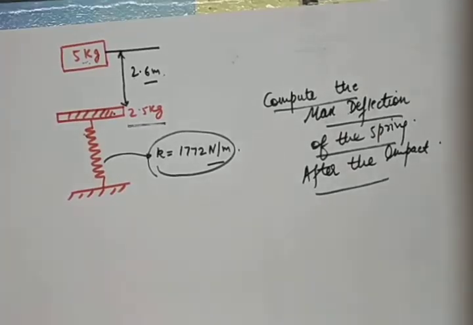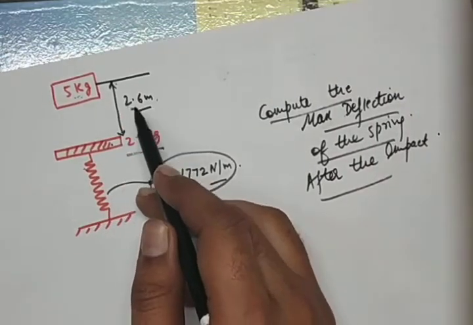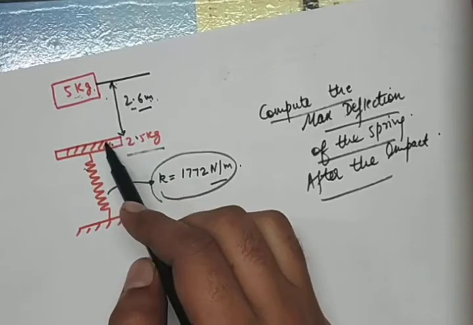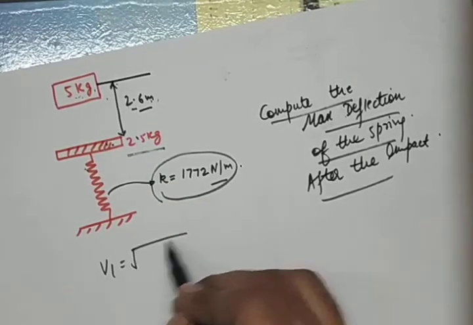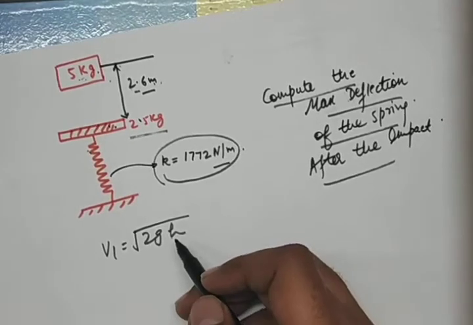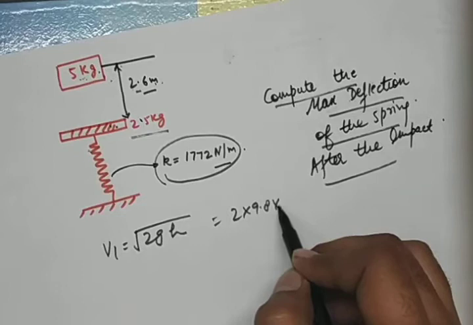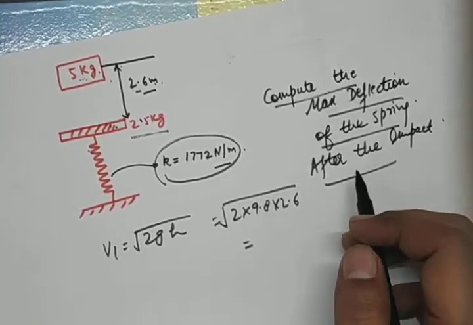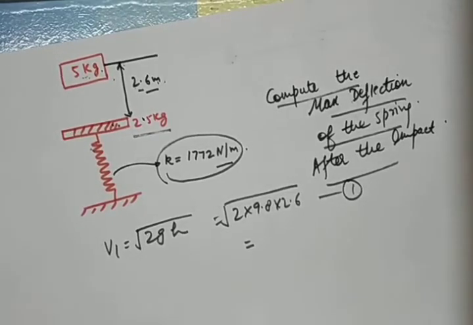Let me discuss this. See, if it is at a distance of 2.6 meter, what is the velocity of this block when it impacts on the plate? That will be v1, which will be under root 2gh. This will be under root of 2 into 9.6 into 2.6. So this will be some value. Let this be equation 1.